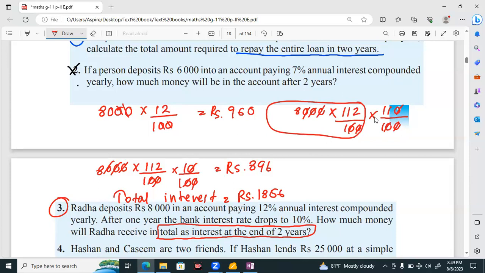Times 8. It is 9,856. Then subtract 8,000. That means the loan amount is subtracted from the total amount that we have to pay. Then it is 1,856 rupees. Somebody has calculated it this way.